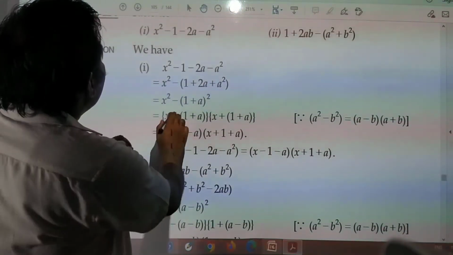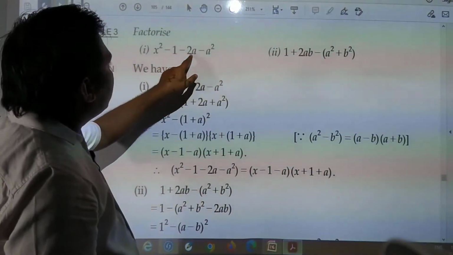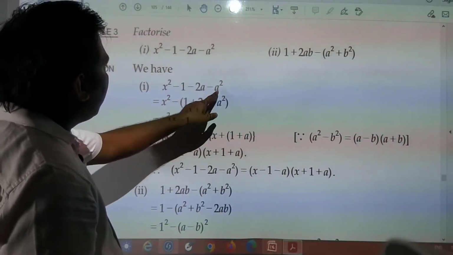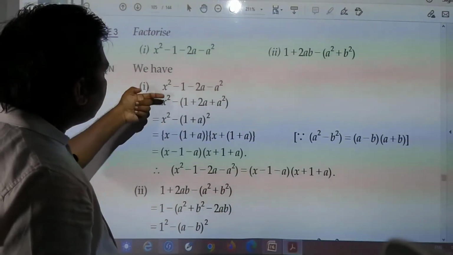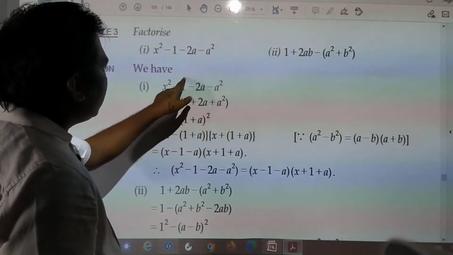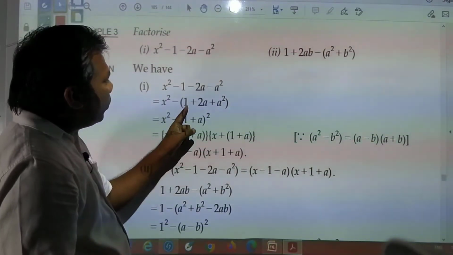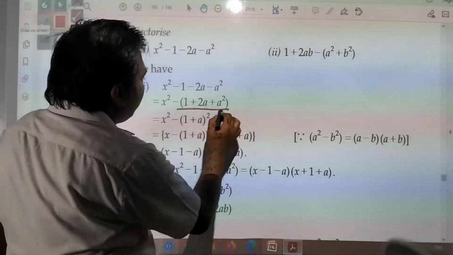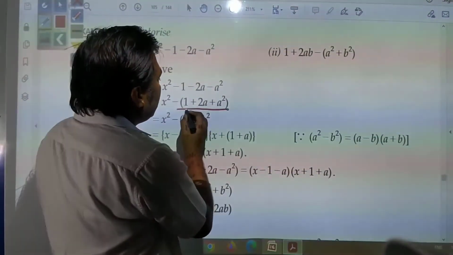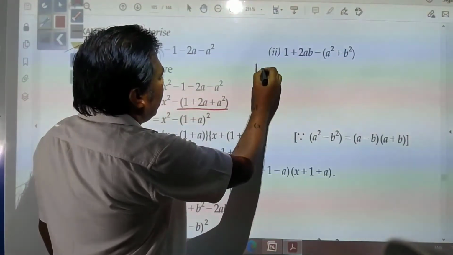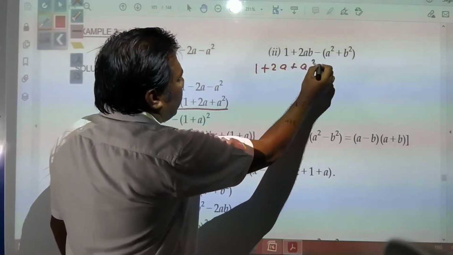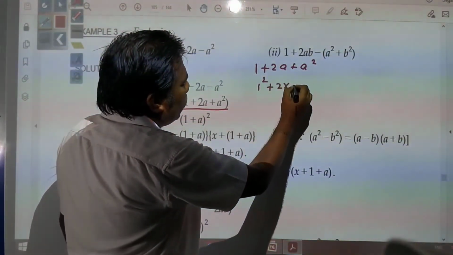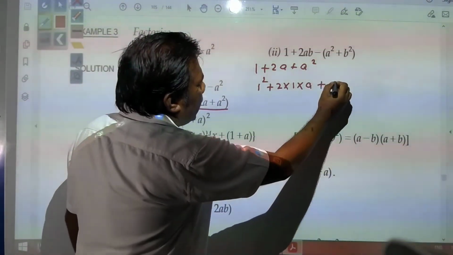Then here you see you have x square minus 1 minus 2a minus a square. So x square minus 1 minus 2a minus a square, what can be done? X square minus has been taken out common and you are left with 1 plus 2a plus a square. Now you see 1 plus 2a plus a square, it means what? It can be written as 1 square plus 2 into 1 into a plus a square.